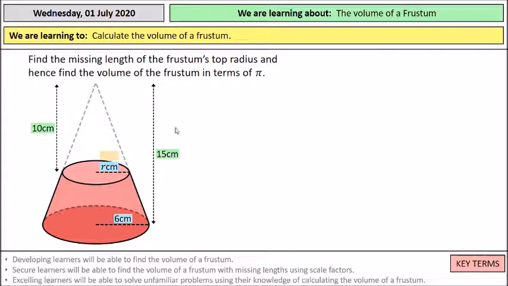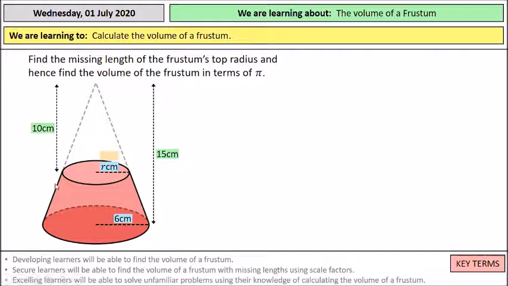Okay, so something a little bit more tricky that we may be asked. What if they're asking me to find a missing length in a frustum, given these other dimensions? A problem like this, can you think how you could do this? Pause the video if you are feeling confident, but I'm going to explain it now.